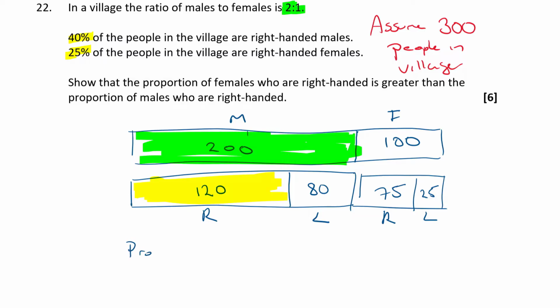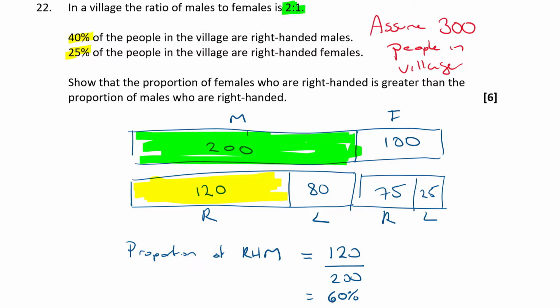So the proportion of right-handed males is going to be 120 over 200, and that is equal to, well, it cancels down, doesn't it? That's 60 out of 100, that's 60%. So 60% of the males are right-handed.